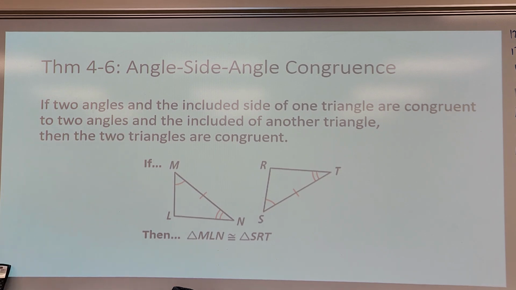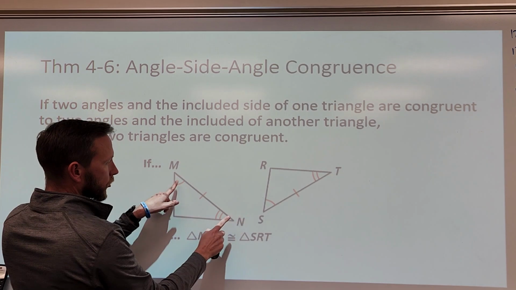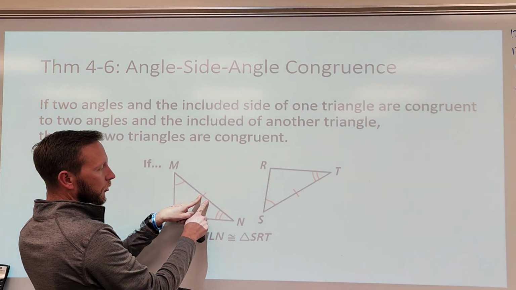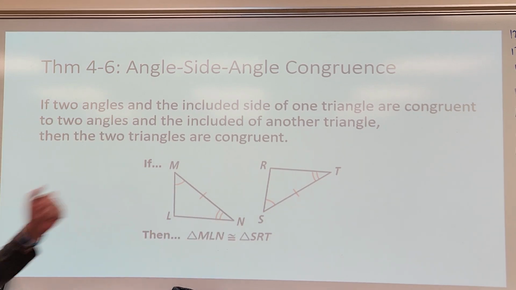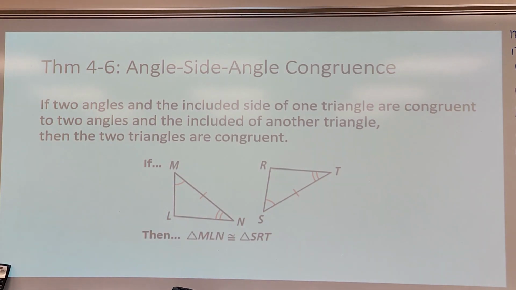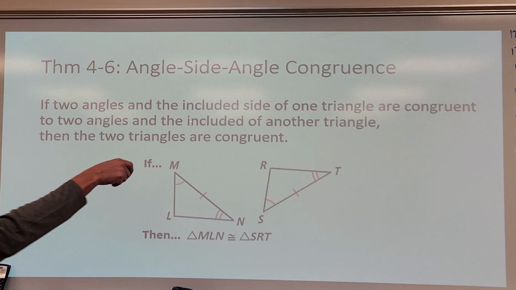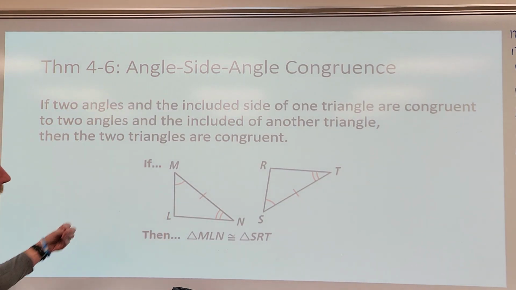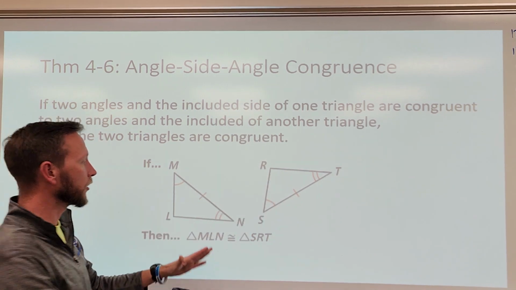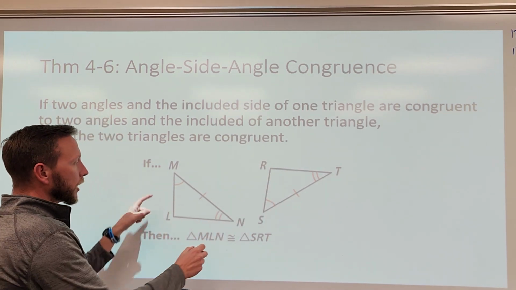So angle side angle. If 2 angles and the included side of one triangle are congruent to 2 angles and the included side of another triangle, then those 2 triangles are congruent. So again, we're using that language of included, included, included. Last time we talked about an included angle, now we're talking about an included side. So how do we know what the included side is?